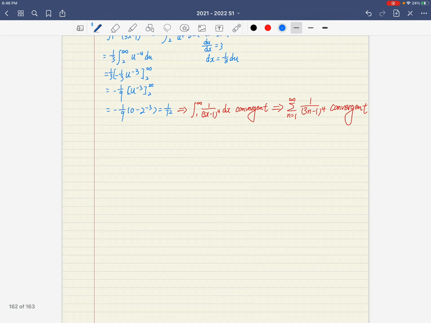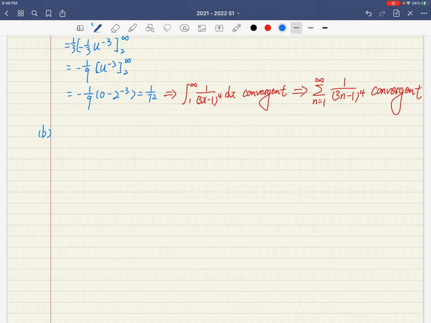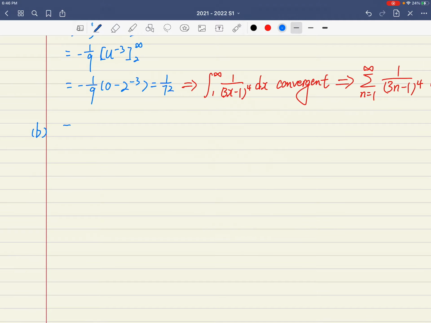So let's do part B. It is the sum from 2 to infinity of n to the power 3 over n to the power 4 plus 4. First, this function is always positive. That's easy to prove because this is always positive when n is 2, 3, 4, 5, etc. But how do we prove this is a decreasing function?